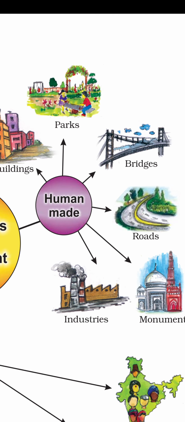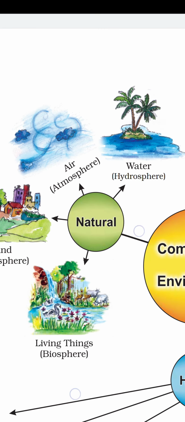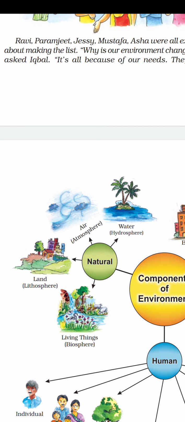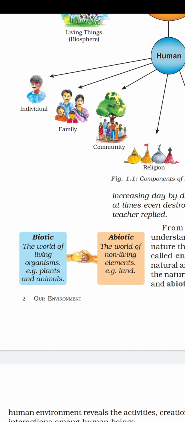So again, this natural environment refers to both the biotic and abiotic. Biotic means what? Which has life. Abiotic things means what? Forests, animals, plants, human beings, all together they have life. So they come under what, children? Biotic. And those which do not have life are called abiotic. So here you can see the world of living organisms, example plants, animals, etc., comes under biotic, and the world of non-living things, non-living elements, example land, minerals, soil, etc., all come under abiotic.